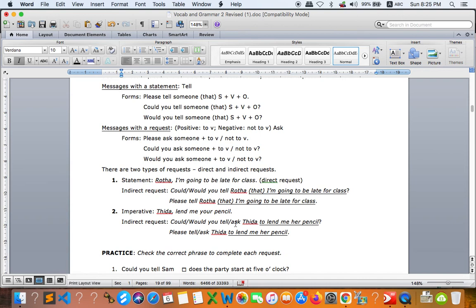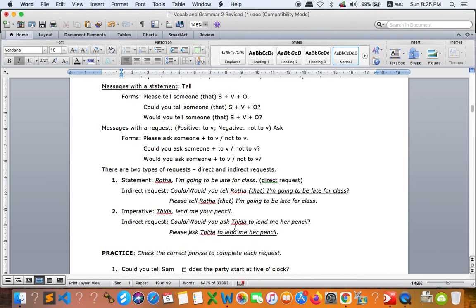The old book suggested that if it is an imperative, we can use tell or ask. But in our lesson, we're going to focus only on ask. All right, so I will erase this in order not to confuse you. So we'll stick to the point that a statement is used with tell, and an imperative or request we use with ask.